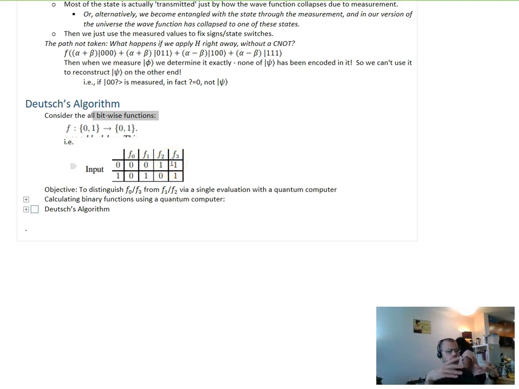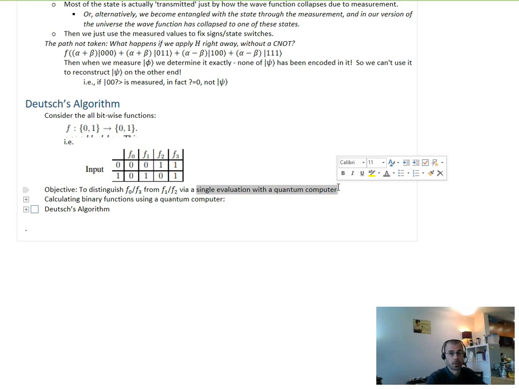And for Deutsch's algorithm, our objective is to distinguish the 2 in the middle here, where we have a 0 or a 1 as an output, from the functions that are just constant functions. Here we always output 0, here we always output 1. So the answer we're looking for is, it's a constant function or it isn't, right? And we're just going to try and do this with a single evaluation with a quantum computer. Now, of course, with a classical computer, we could do 2 evaluations. Plug 0 into your function, plug 1 into your function, see what happens for both of those, and then you know what function you have, right?